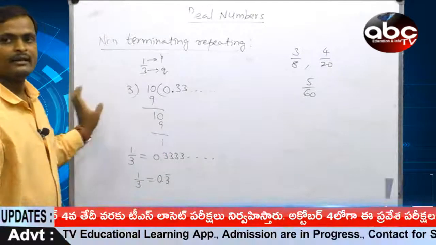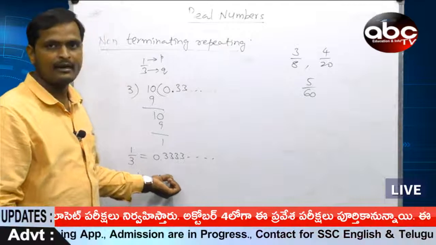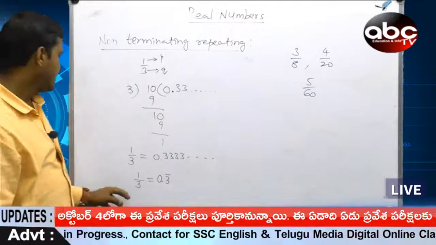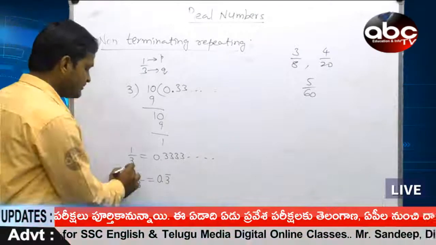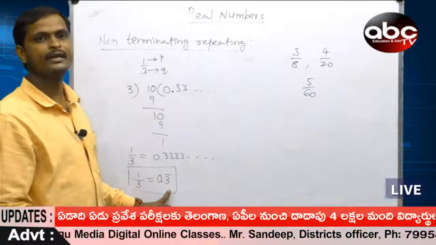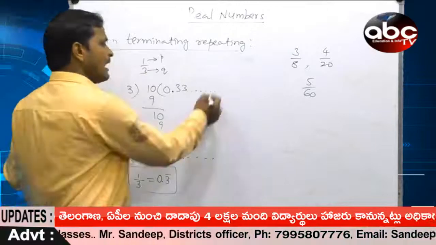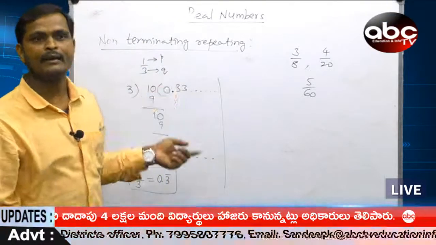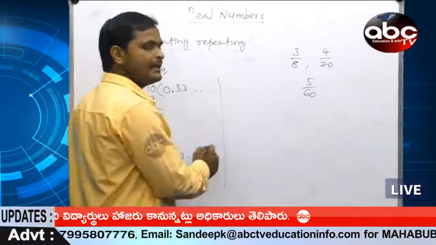Okay? You can simply identify that when a bar is there on a decimal number, that is non-terminating. Okay? 1 by 3, it is a p by q value. Then what is the decimal value? 0.3 bar. Okay, student, is it clear? Then how to find, without doing actual division, whether a given number is terminating or non-terminating, we will see in the next class.